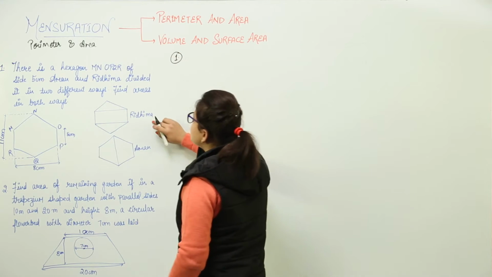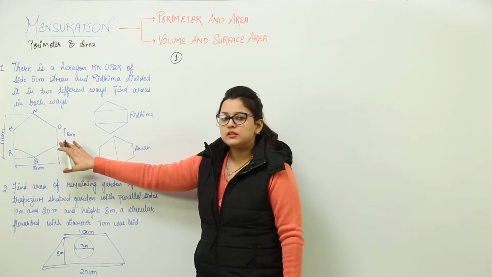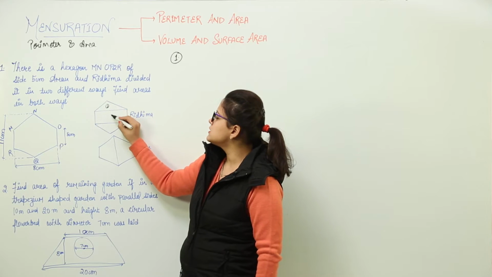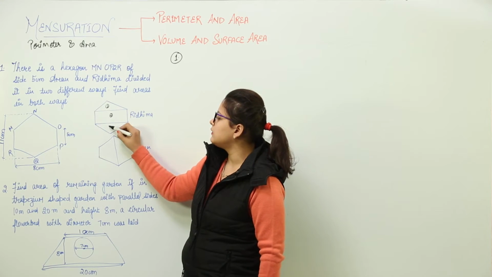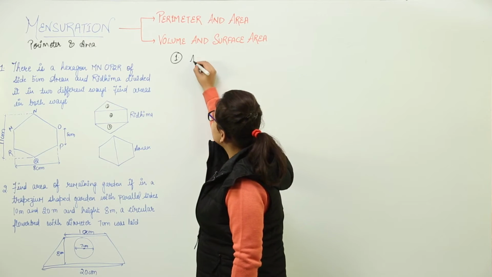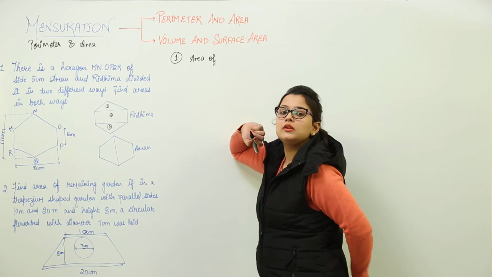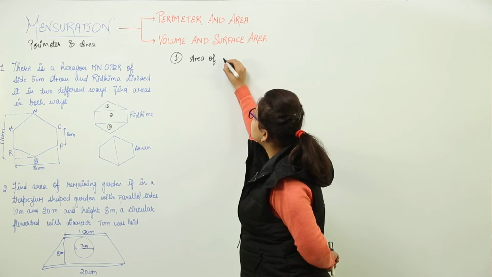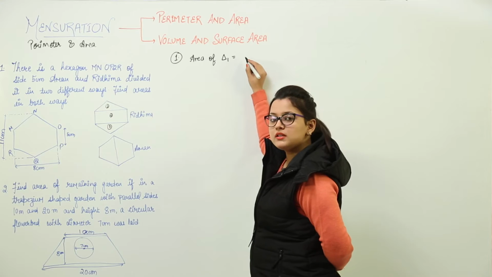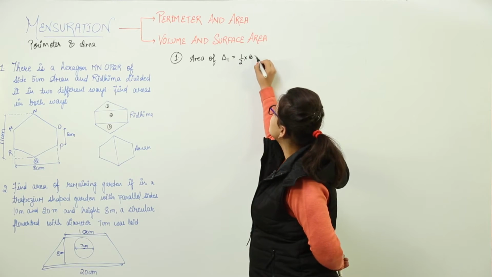First of all, let us do it the Ridhima way. Ridhima has divided this polygon, that is the hexagon, into three shapes. The first shape is a triangle, the second shape is a rectangle, and the third shape is another triangle. So first of all, we will calculate the area of each shape. I am going to calculate the area of this first triangle. I will write triangle 1. The area of any triangle is equal to 1 by 2 base into height.